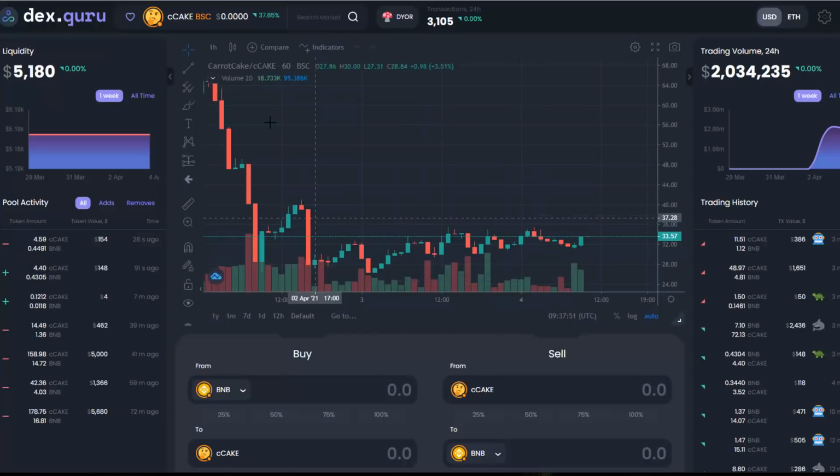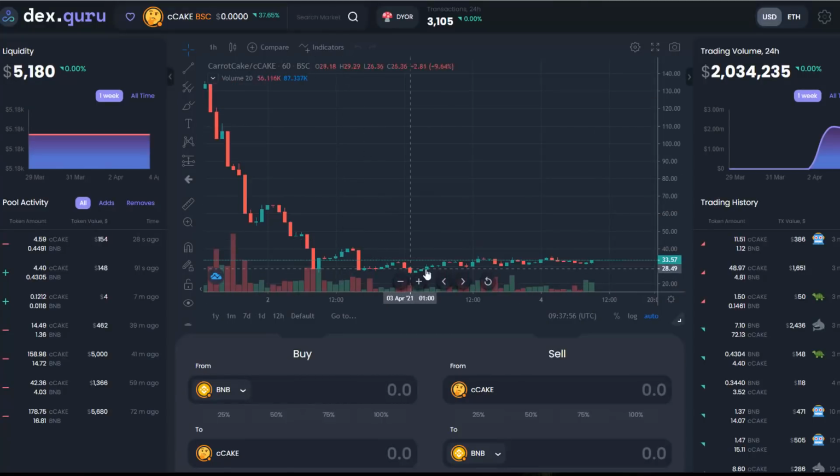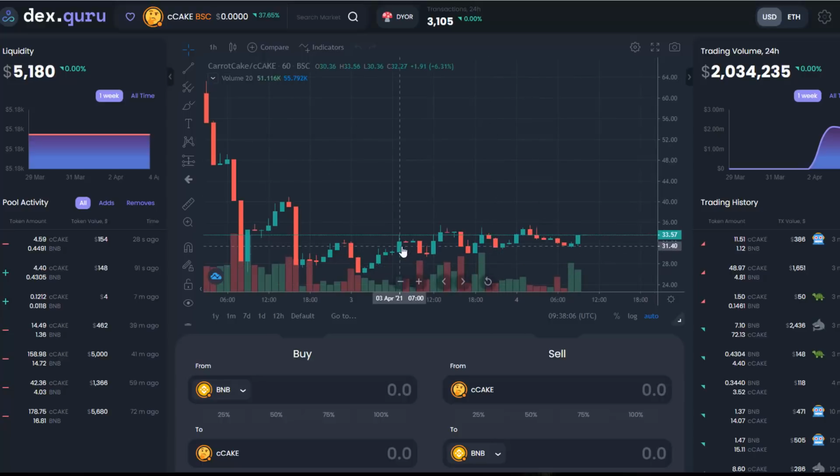Based off this, now that it's taken a big dump, it's starting to stabilize. See, it's starting to stabilize. I got in here probably about 5 hours ago. So this is what I want to see. I want to see it stabilize. I don't want to see wild fluctuations. I just want it to keep on being constant.